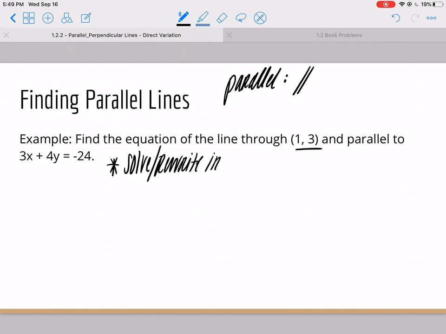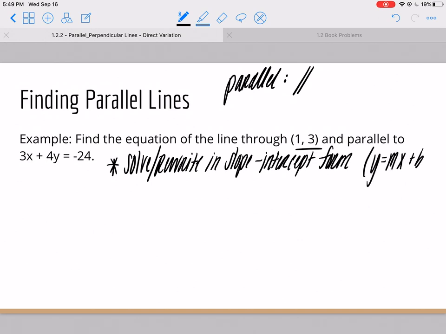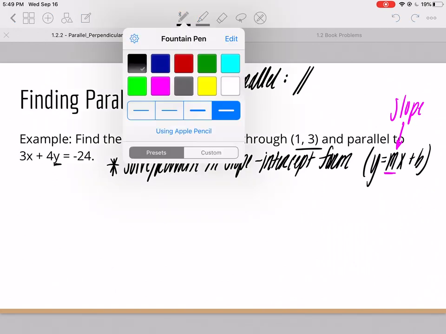in slope-intercept form, because that's going to be the quickest and easiest way to see what the slope of this original line is. So remember, slope-intercept form is y equals m times x plus b, where m is the slope. So if I can get it in this format, then I can figure out what the slope is. So in order to do this, in essence, what I have to do is get y by itself. I have to isolate y.